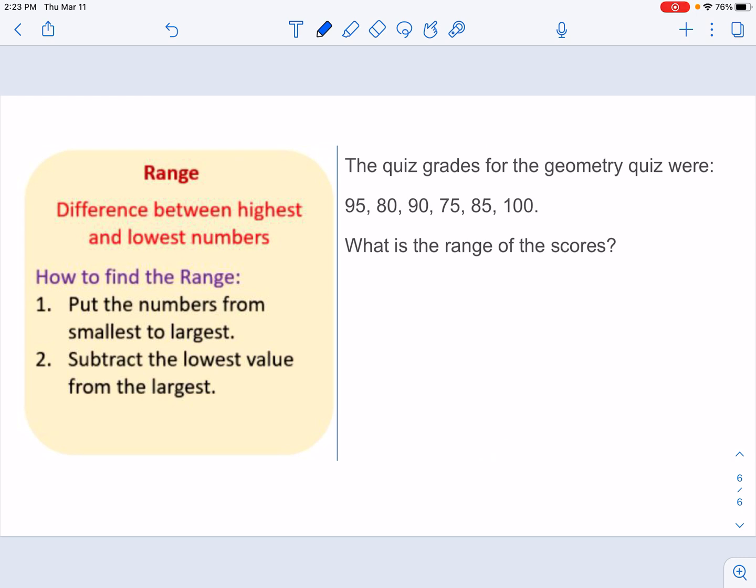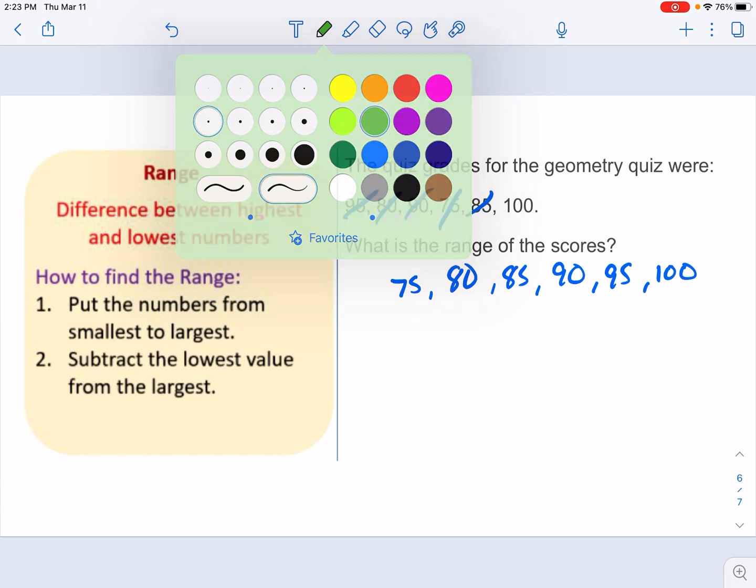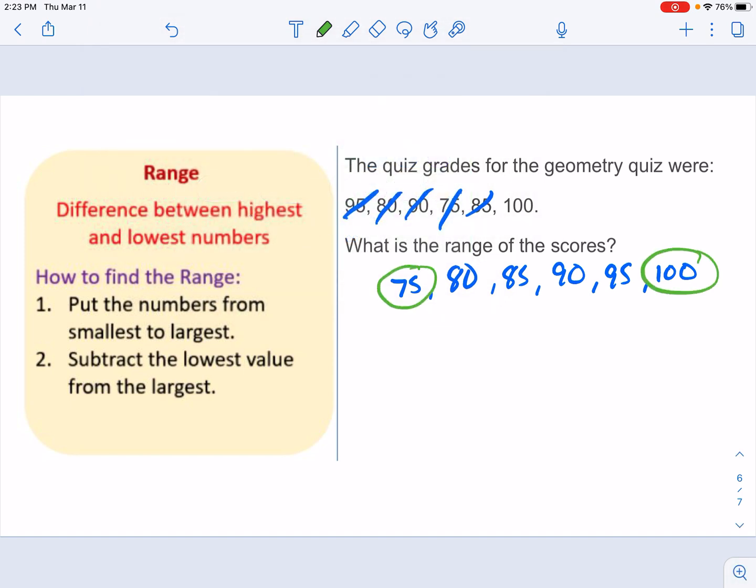For range, it's the difference between the highest and lowest numbers. So we want to put them in order from smallest to largest. So we had 75, 80, 85, 90, 95, and 100. Okay, and then we're going to subtract the lowest value from the largest. So the smallest number is 75, the largest is 100, so the range is 100 minus 75. Okay, so there's a range of 25, and that's how we find the range.